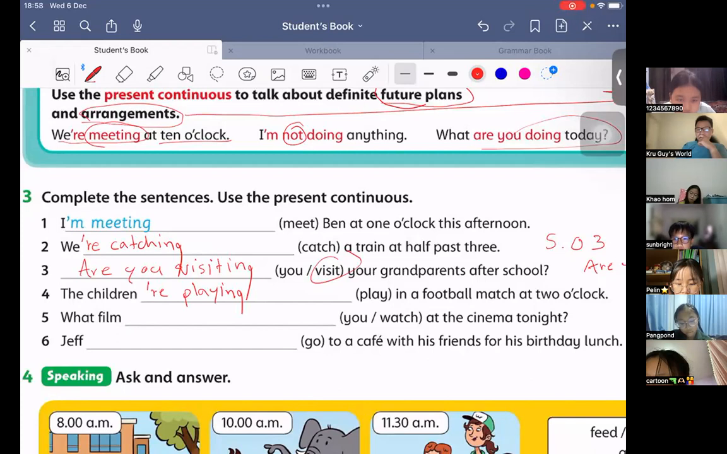What film are you watching at the cinema tonight? Okay. What are you watching at the cinema tonight? So, Pongpong, right? Number six, please.